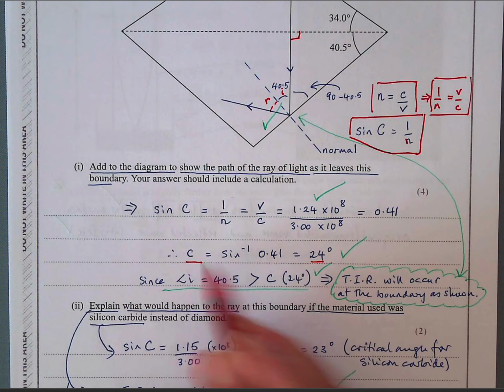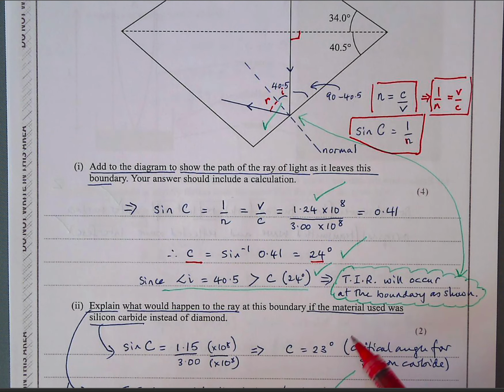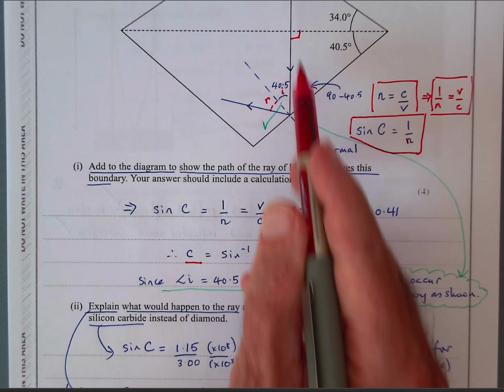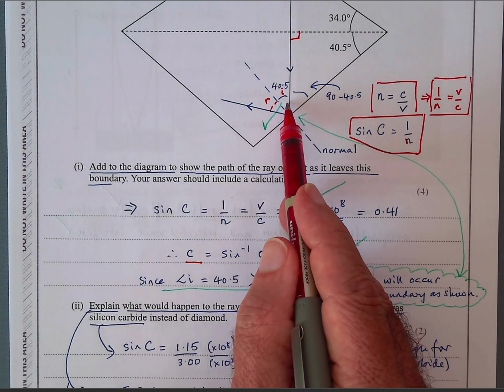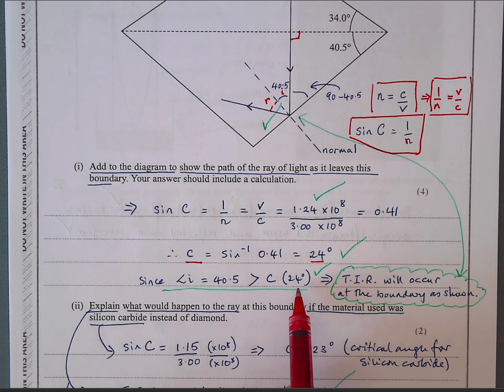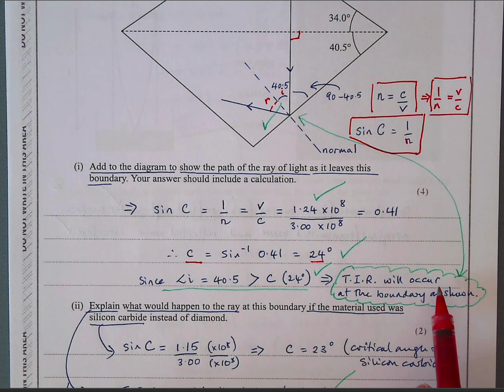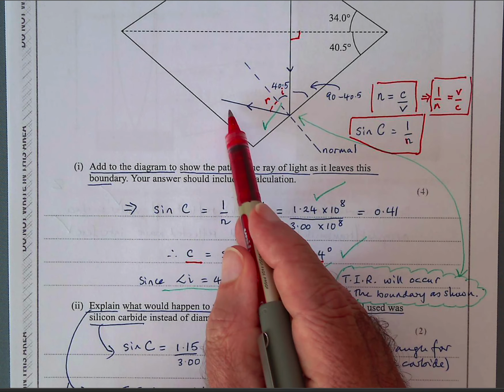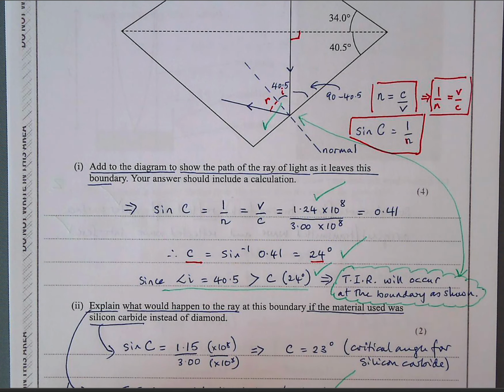So the critical angle is 24 degrees, you get a mark for that. Then say since the angle of incidence I is 40.5 degrees, as we worked out from similar triangles or alternate angles, that's much greater than the critical angle. So total internal reflection will occur at the boundary as shown, and that will give you your 3rd or your 4th mark. One for drawing it, one for working out why it is totally internally reflected.